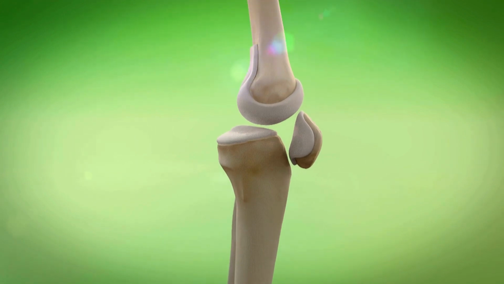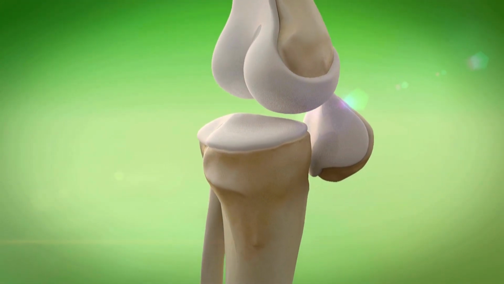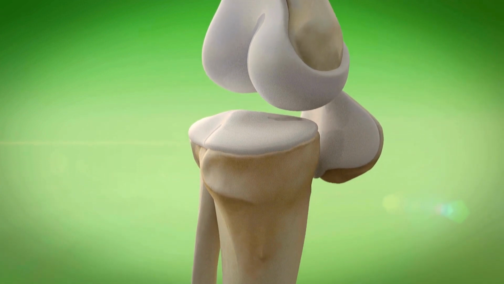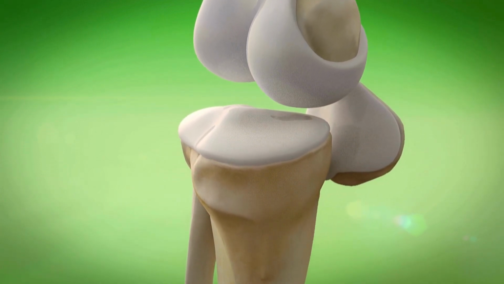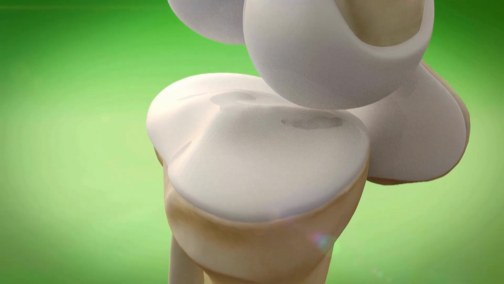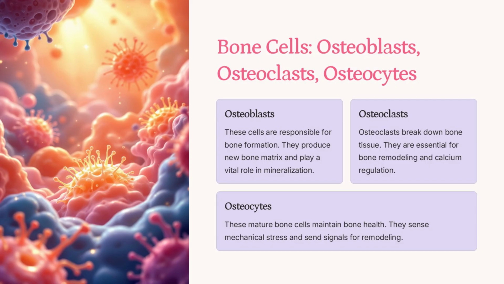Bone cells are the building blocks of our skeletal system, playing crucial roles in bone formation, remodeling, and maintenance. Osteoblasts are the bone-forming cells. They produce new bone matrix and facilitate the mineralization process, which hardens the bone. Osteoclasts are the bone-resorbing cells. They break down old or damaged bone tissue, allowing for the remodeling and renewal of the skeletal structure.